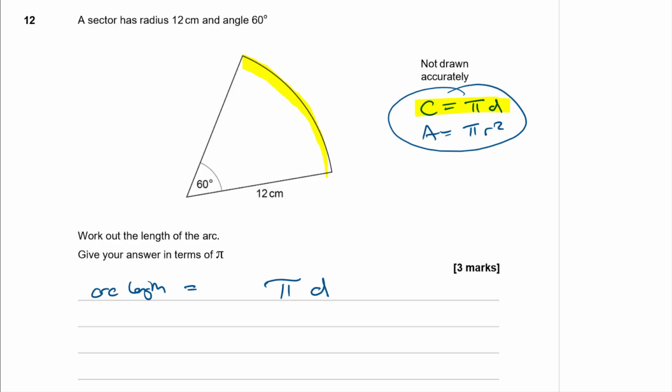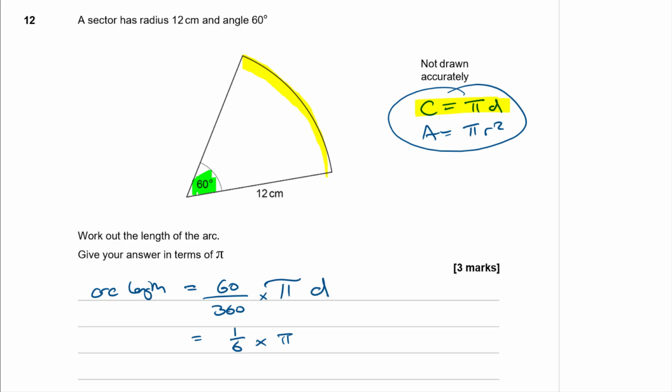What fraction of a circle is this sector? Well, the angle at the center is 60. So this is 60/360ths of my circle, isn't it? So in other words, it's a sixth. 60 over 360 is the same thing as a sixth. So that's a sixth times pi times the diameter.